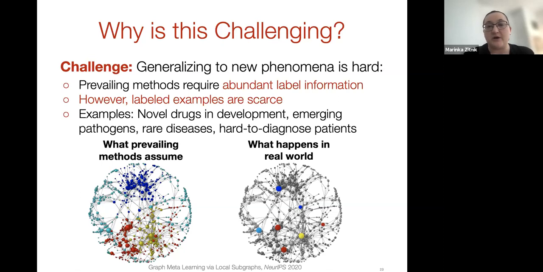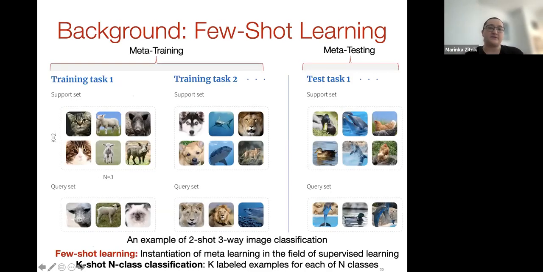Similar problems arise if you're interested in modeling rare diseases, novel drugs in development, hard to diagnose patients, and so on. What prevailing methods assume is that we start with graphs that already have abundant labels. But what happens in the real world, especially in these new challenging problems, is that we have very few labeled examples. And that, of course, raises the question of how to perform powerful meta-learning and few-shot learning for the case of graphs.